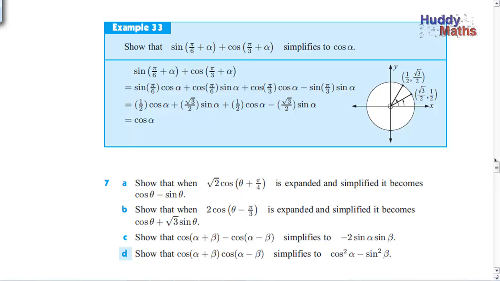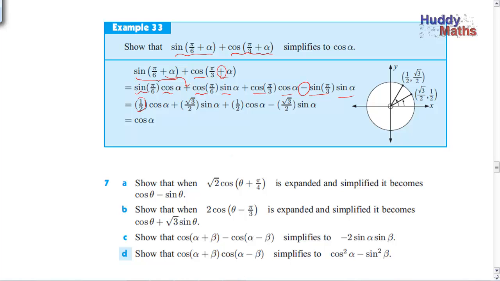So here's another challenge. We've got sine of this plus cos of this one. So we can break them down separately. Sine is a pattern: sine cos, cos sine, with a matching positive in there. Cos is cos cos, sine sine, and the sign in the middle is opposite. And then we can just put the numbers in.